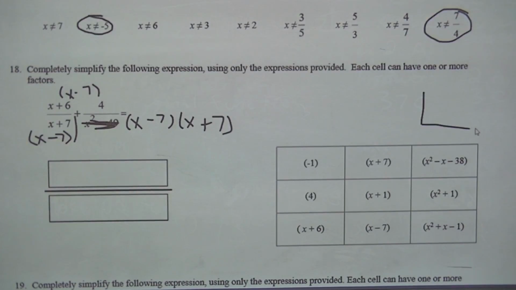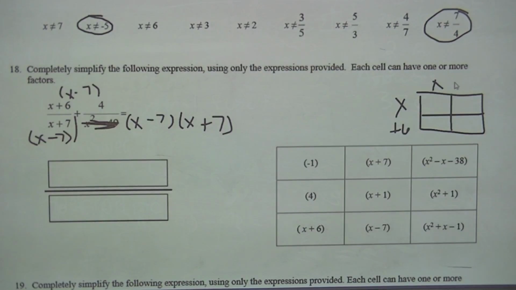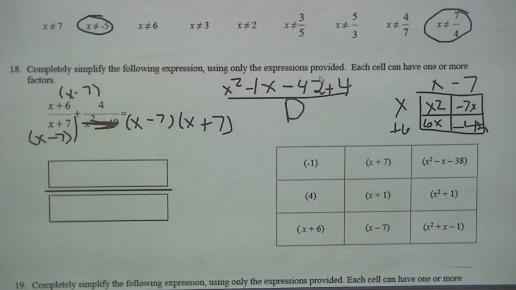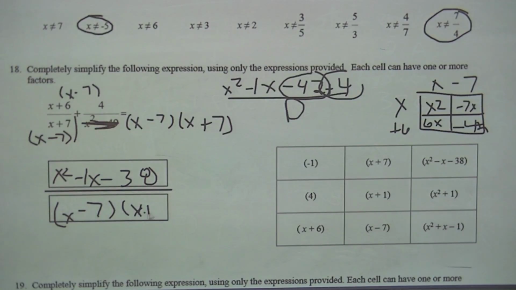So I'm going to make a box for that. It's a pretty terrible box, hold on. And I'm going to multiply x plus 6 and x minus 7. So that's x squared and 6x, negative 7x, negative 42, okay? So up top, what I got is x squared minus 1x, because that's what these would combine to, minus 42, plus 4, all over my common denominator. Now the only things that are going to combine are those two. So that's going to be x squared minus 1x, minus 38. On the bottom, I'm going to have x minus 7 and x plus 7. Okay?